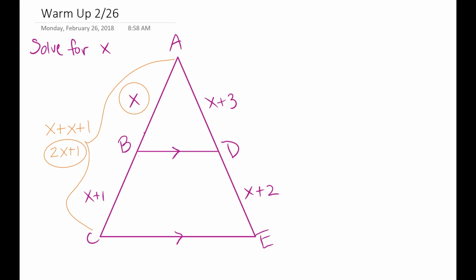Then over here, what is X plus 3 similar to? X plus 2. Right. We have to find the entire side of the big triangle. X plus 3 plus X plus 2 gives us 2X plus 5. So X plus 3 is similar to 2X plus 5. Any questions on how we found that?